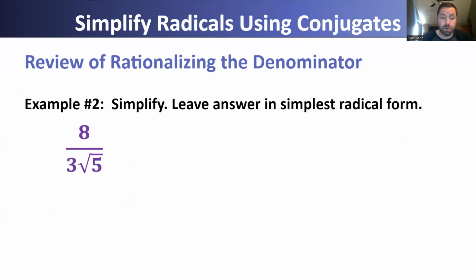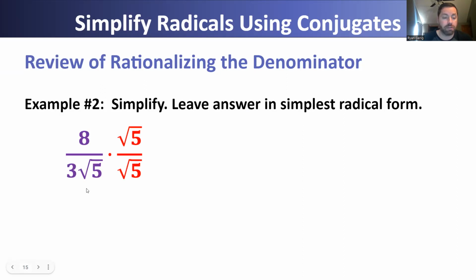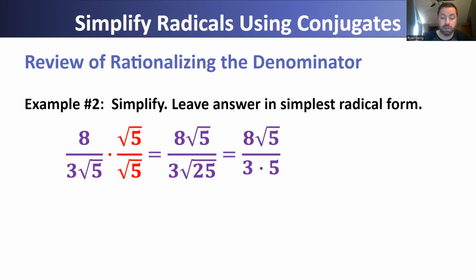Okay, we're going to review something that we learned at the beginning of week 9, rationalizing the denominator. Here we have 8 over 3 radical 5. We wanted to get rid of the radical in the denominator, so we multiplied the top and bottom by radical 5. The top became 8 radical 5. The bottom became 3 times the square root of 25, which is 3 times 5. So 8 radical 5 on top, 15 on the bottom.